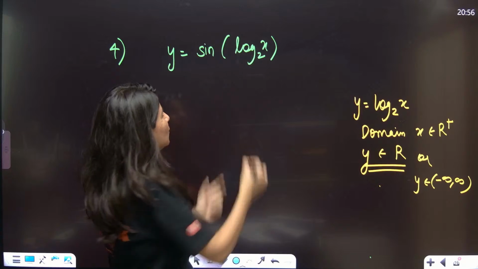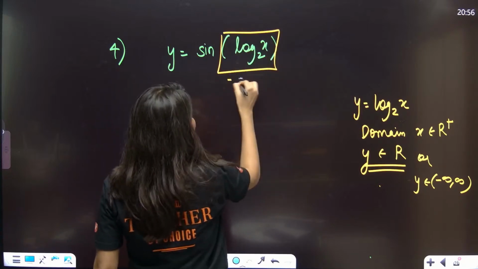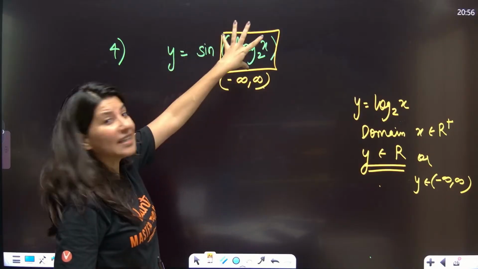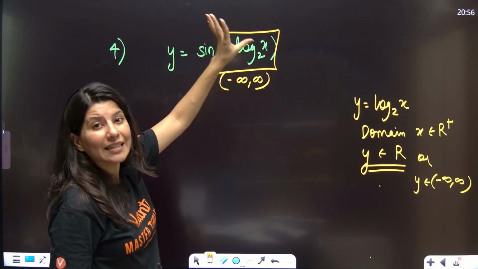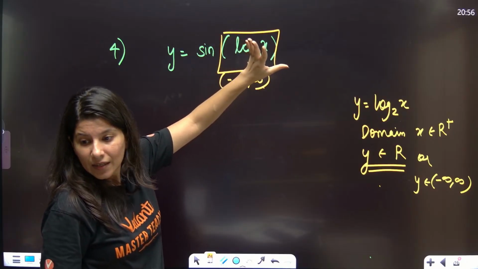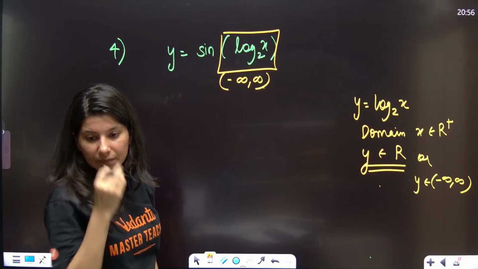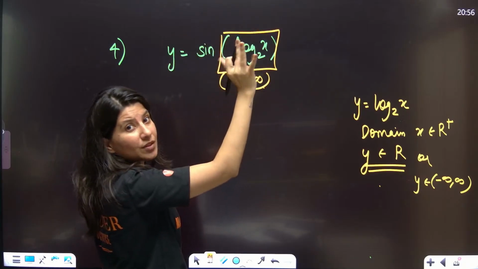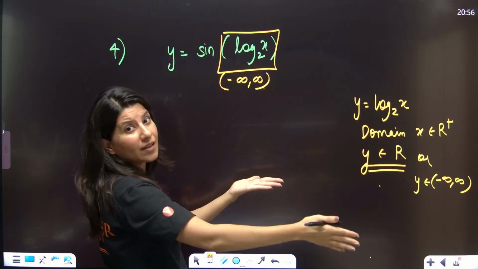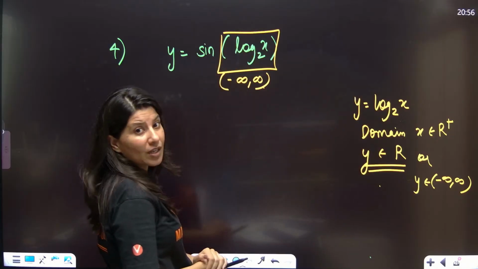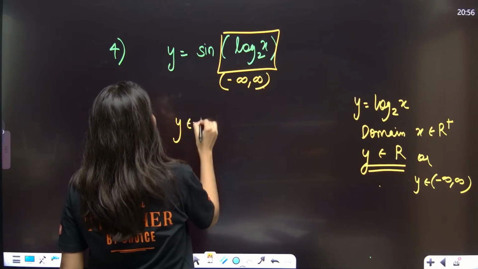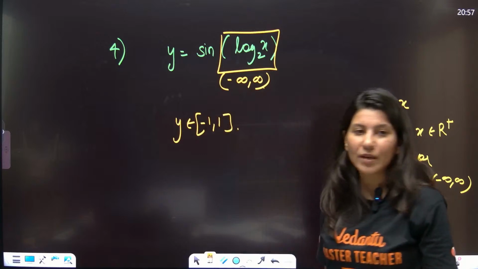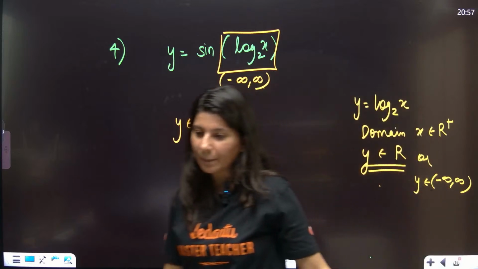Log of x to the base 2. This particular thing is coming from minus infinity to plus infinity. Right or wrong? So sine of anything, the input can be anything. There is no restriction. Everything is the input. There is no gap, there is no break. So what is the range of sine? Can anybody tell me? -1 to 1.